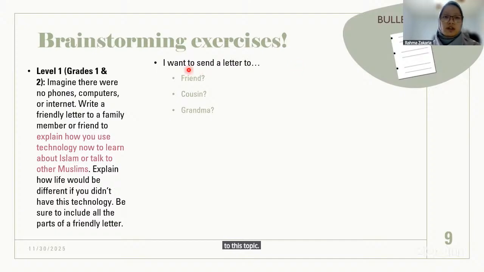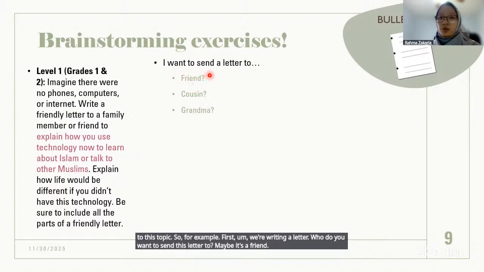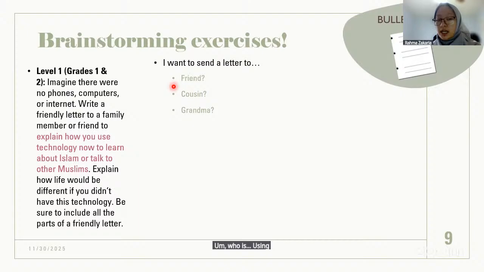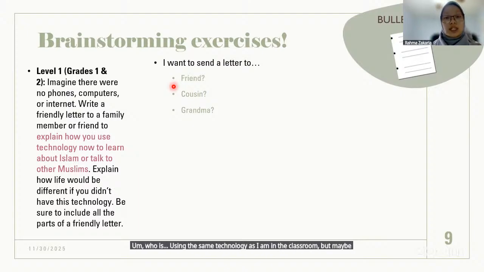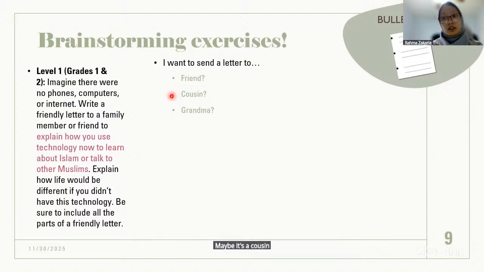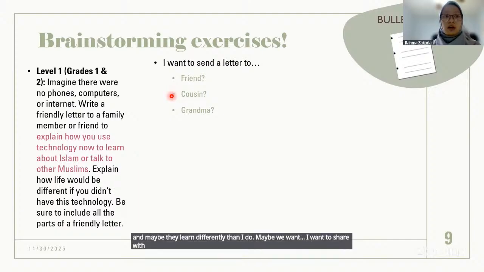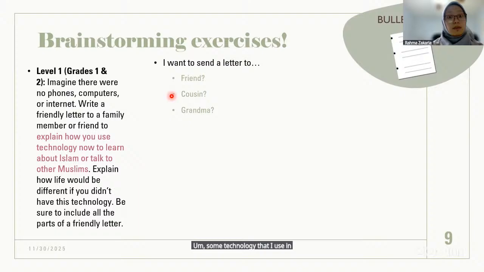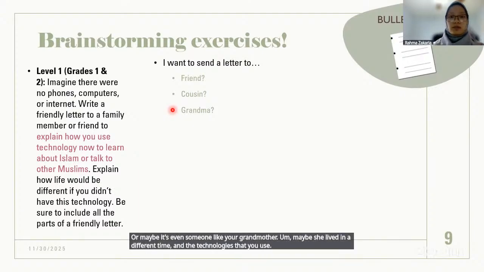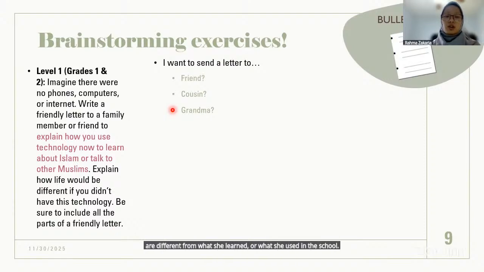So for example, first, we're writing a letter. Who do you want to send this letter to? Maybe it's a friend who is using the same technology as I am in the classroom, but maybe we have different ways that we use it. Maybe it's a cousin who lives in a different state, and maybe they learn differently than I do. Maybe I want to share with them how some technology that I use in my classroom that they might find interesting. Or maybe it's even someone like your grandmother. Maybe she lived in a different time and the technologies that you use are different from what she learned or what she used in the school. So it's going to be a different way of explaining versus somebody who is already familiar with your technologies.